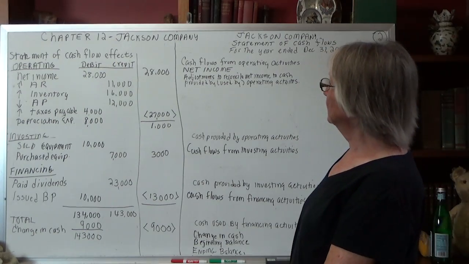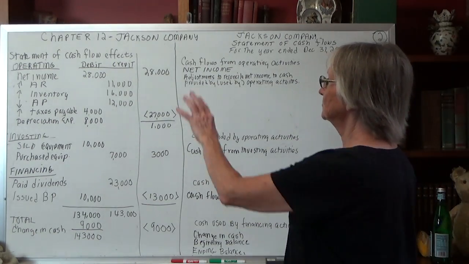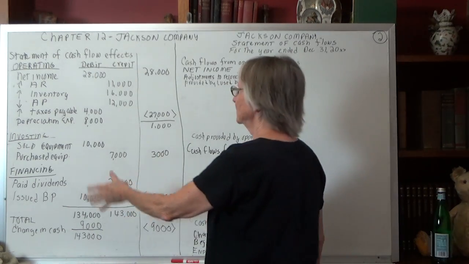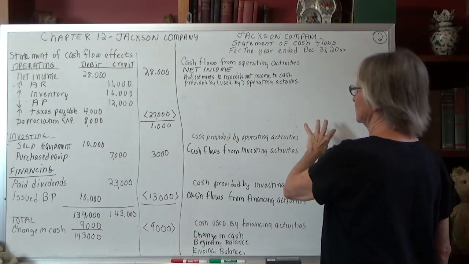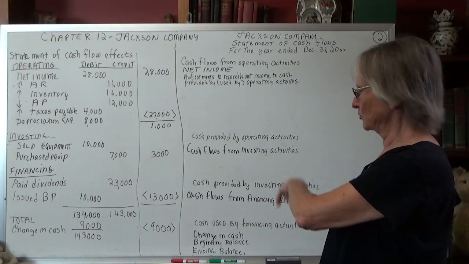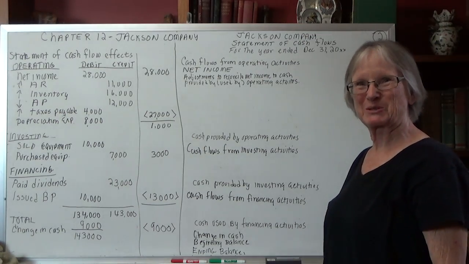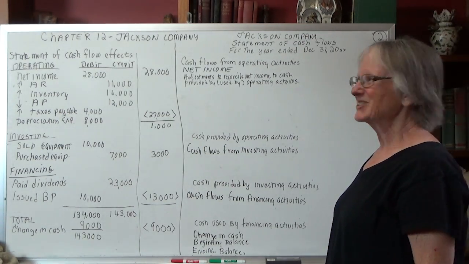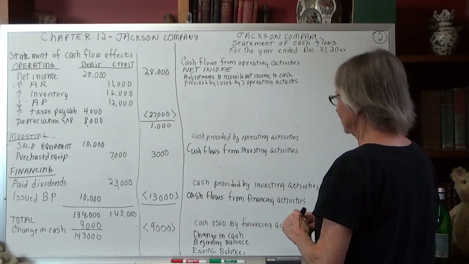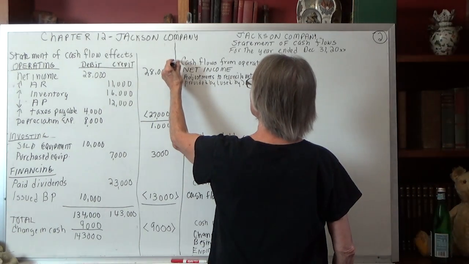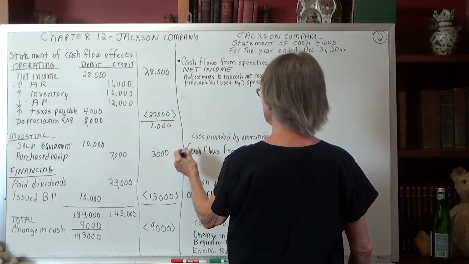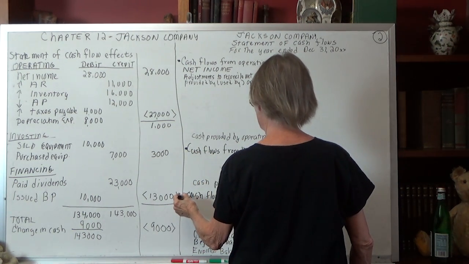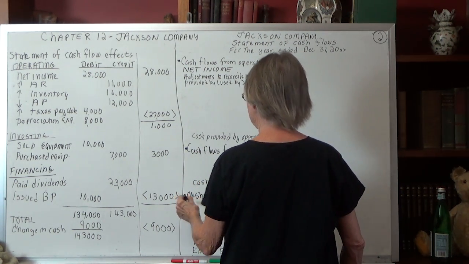So now we'll work on Jackson Company. We've got the statement of cash flow effects from the bottom of our worksheet. We're just gonna convert that to the actual statement. I've taken the time to write some of the more cumbersome stuff out, so it doesn't take forever to do these. So we've got our three sections here. We've got the cash flow from operating activities, cash flow from investing activities, cash flow from financing activities.